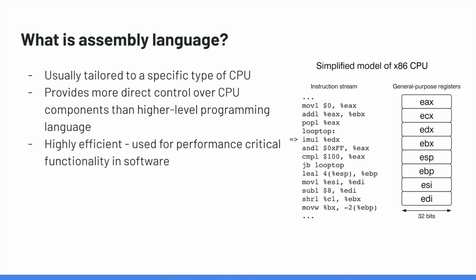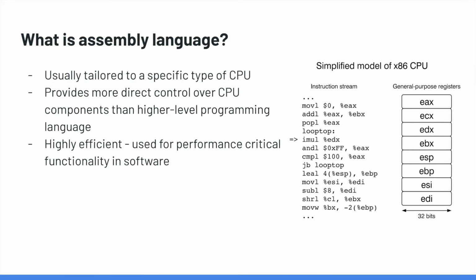First off, what is assembly language? Assembly language is a programming language that is tailored to a specific type of CPU. In general, assembly language may not only be used in the context of computers, but also in the context of smaller chips or processors. With assembly language, we get more direct control over the CPU than if we were just using a regular high-level language like Java or C++.